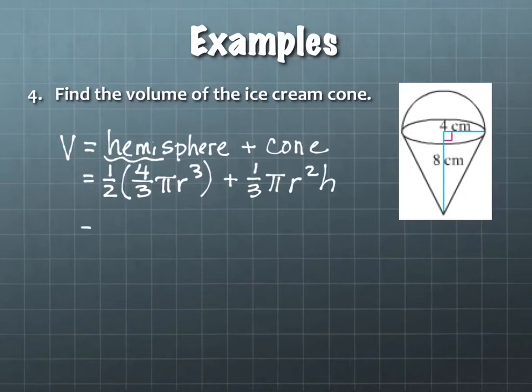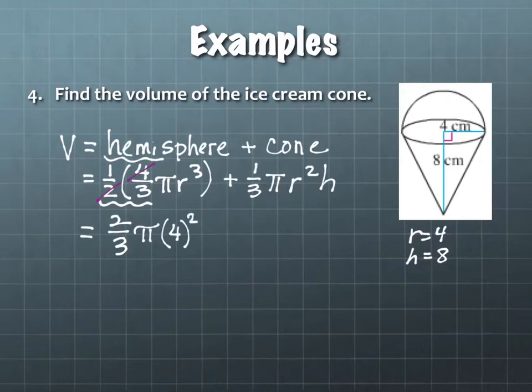And I'd like for you to take a look with me and tell me what in the world actually is my r and what is my h. r is 4 and h is 8. So I'm going to take this 1/2 and this 4/3. I'm going to multiply them and get 2/3. Right, so this 2 and this 4 would reduce to 2/3. And then I have pi. My r, you told me, was 4, cubed, plus 1/3 pi. r is 4 squared times h, which is 8.